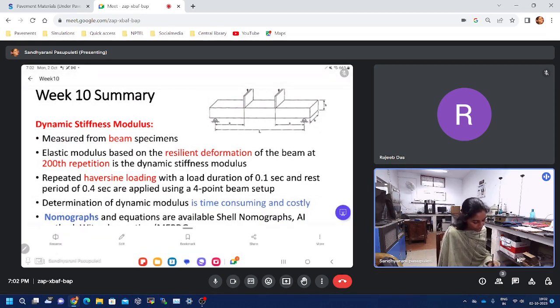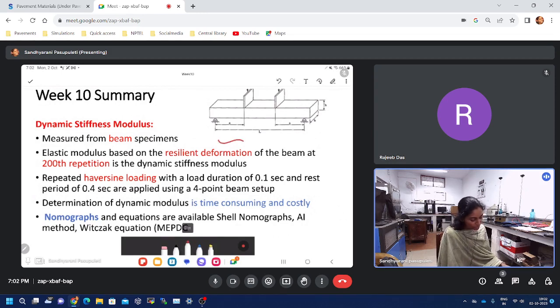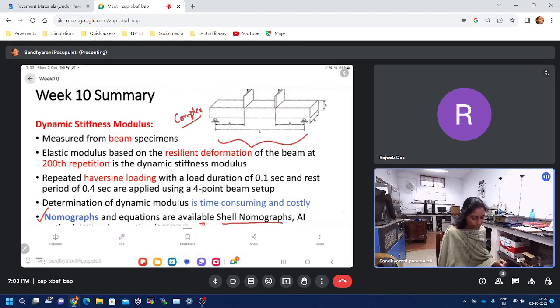So if I wanted to understand the dynamic stiffness modulus using the beam test, we can also calculate the dynamic stiffness modulus. But using this experiment and calculating the dynamic stiffness modulus is always very complex and time taking. That is the reason why, if we remember in the starting binder class also, we have discussed a few nomographs, Shell nomographs, and some Witczak equations. So using these equations, if we know the stiffness of the binders using the nomographs, we can calculate the stiffness of the mixtures, and also using the MEPDG empirical equation we can calculate the dynamic stiffness modulus.